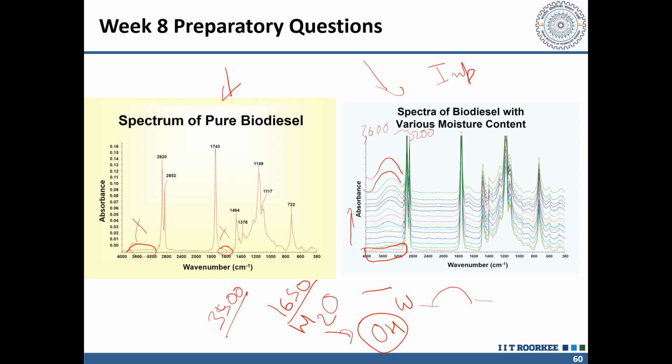Also, there is one more peak here. You can see this is caused by 1640 or 1650, and it denotes the absorbed moisture present in the sample. So in the bottom graph, the red, we see that there is no peak, which is the case for pure fuel. But as the water increases, this peak increases. Therefore, with the help of these two peaks, we can determine how much water is present using FTIR.